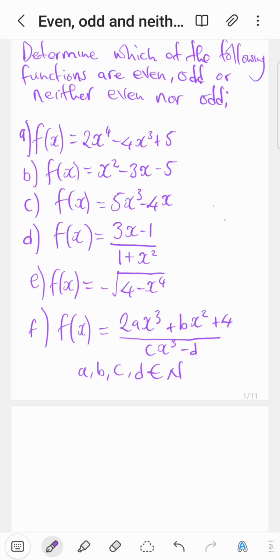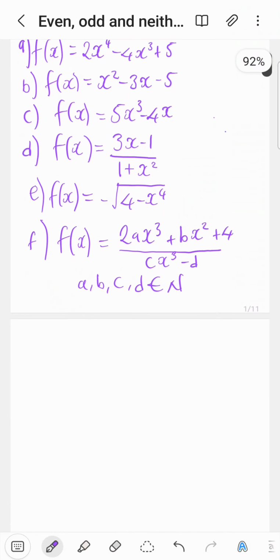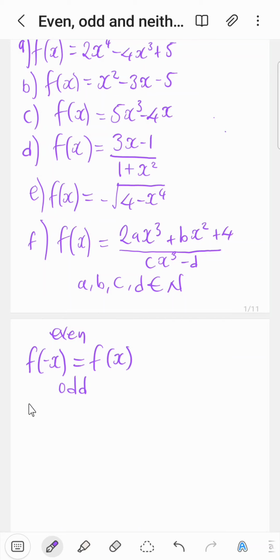What is an even function? A function is considered to be even if f of negative x is equal to f of x. Then the function is even. And a function is considered to be odd if f of negative x is equal to negative f of x.